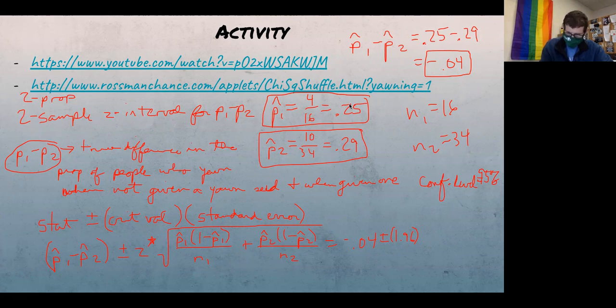Okay, now we need to plug in the numbers for this fun stuff. P hat sub 1, I have this separately. That's 0.25 times 0.75. The sample size for this is 16, divided by 16, plus, now I'm doing 0.29 and 34 for the next part. So it's going to be 0.29 times 0.71, all divided by 34. And I would highly recommend not just plugging this all into your calculator at once, just do one part of it at a time. We can figure out what, first of all, the margin of error is.